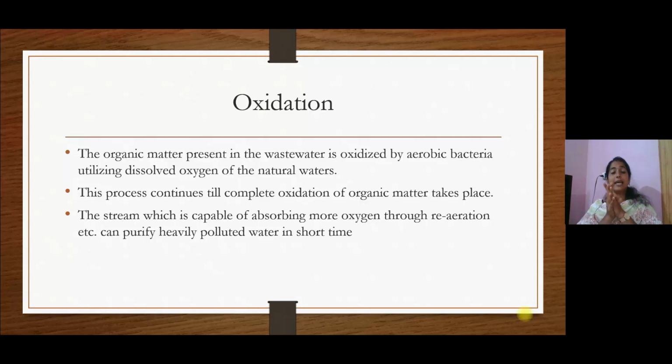That is, this aerobic bacteria utilizes the dissolved oxygen of the natural water and decomposes or oxidizes the organic matter present in the wastewater. If the stream is capable of absorbing more oxygen, that is, if the re-aeration process happening in the stream or river is more due to the mixing of air with the water, then the process of oxidation will get accelerated, and this will result in the rapid self-purification of streams.